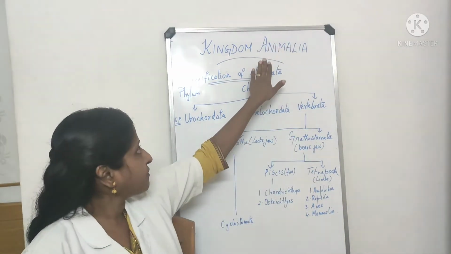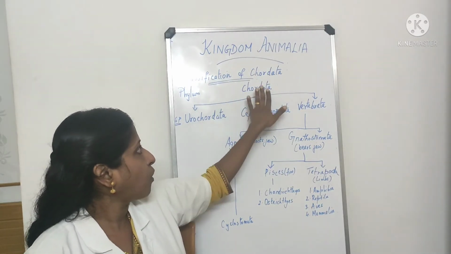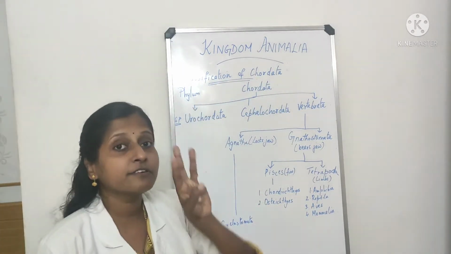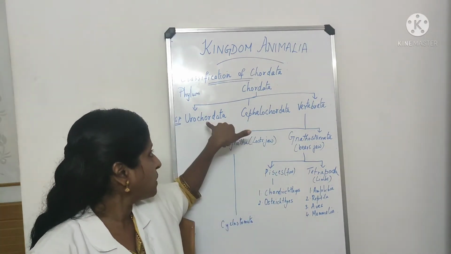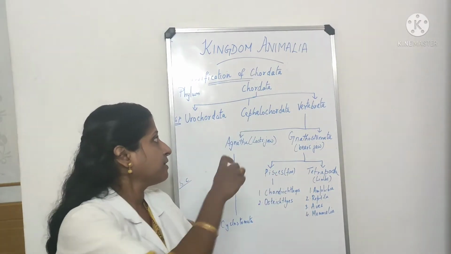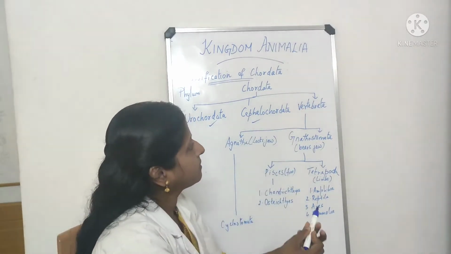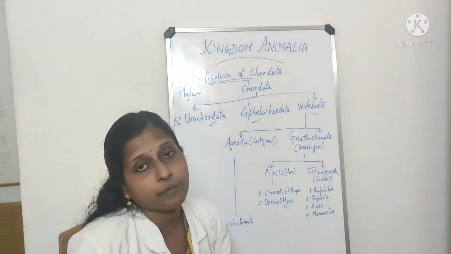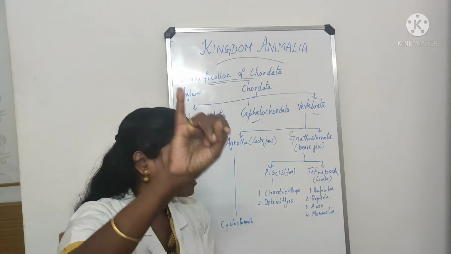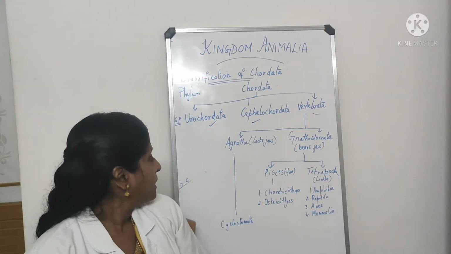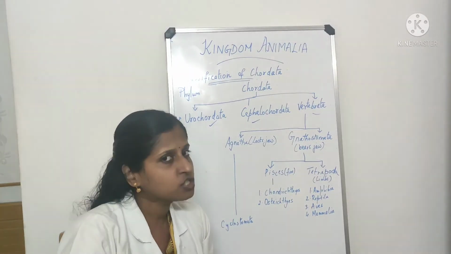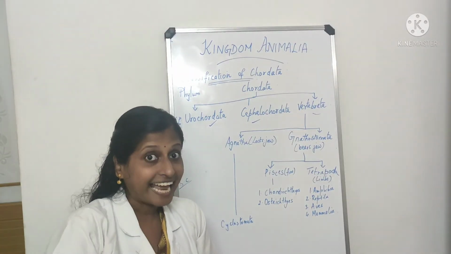When you are classifying these chordates, phylum Chordata can be put under three subphylums. What are the three subphylums? The first one is Urochordata, the second one is Cephalochordata, and the third one is Vertebrata. Okay. Now, the characteristics of each we will be learning; just now we are categorizing them.